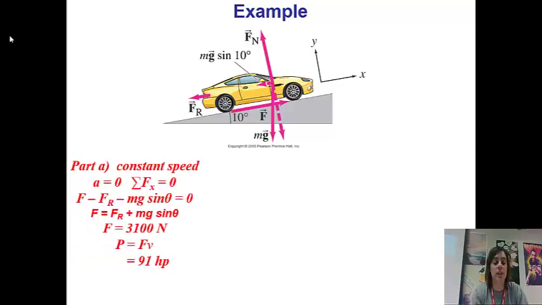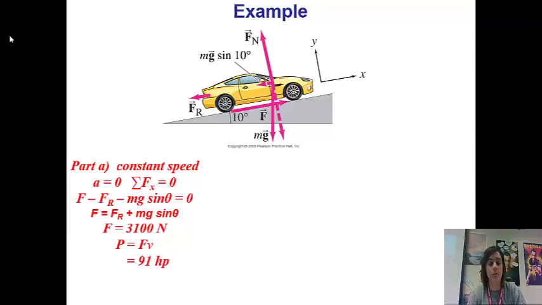Okay, for part A, we're going to have a constant speed, so our acceleration is going to be 0, so that means the sum of our forces in the x direction is equal to 0. So when we take the parallel component of gravity and friction, that's going to be equal and opposite to the force that the car is applying to go up the hill. Okay? And so we can then look at the velocity.